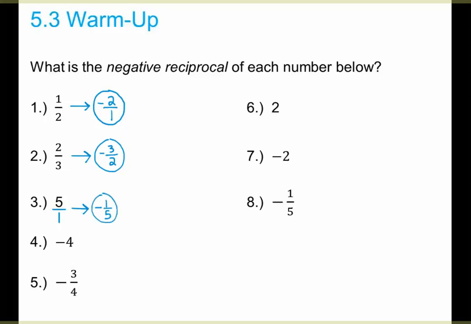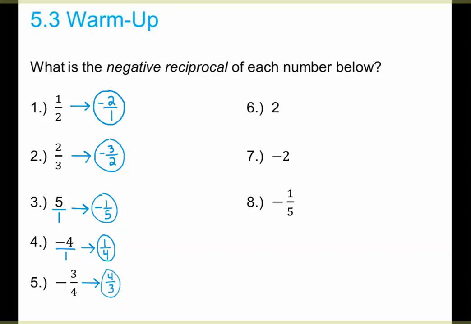Same deal with negative 4. That could be thought of as negative 4/1. Remember, we're starting off with a negative number here. So to take the negative of a negative, we're going to end up with a positive answer. And the reciprocal is going to be 1/4. So positive 1/4. Same deal with the negative 3/4. The negative reciprocal will become positive 4/3.